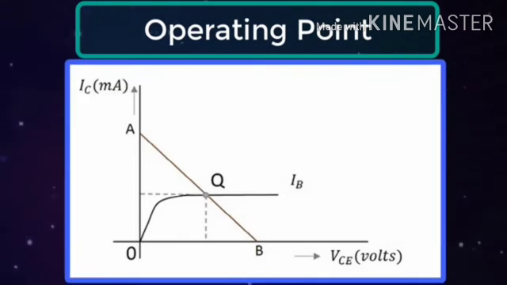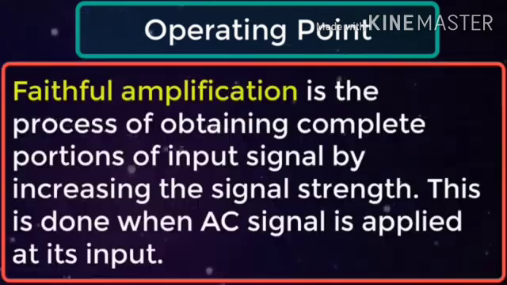In the output characteristics curve, we have considered points A and B. At point A, IB is 0. At point B, VCE is 0. So join these 2 points. This is called the load line.